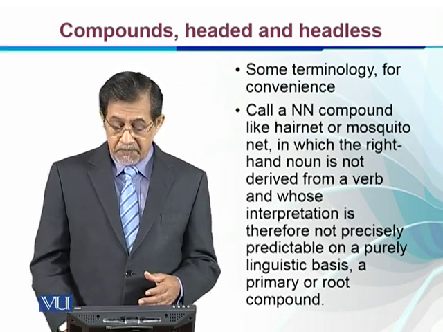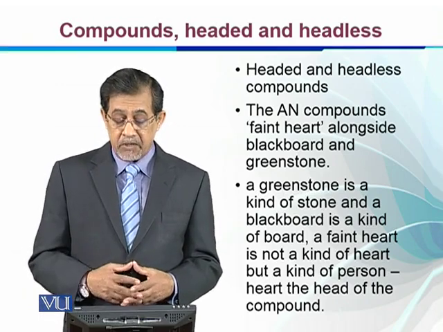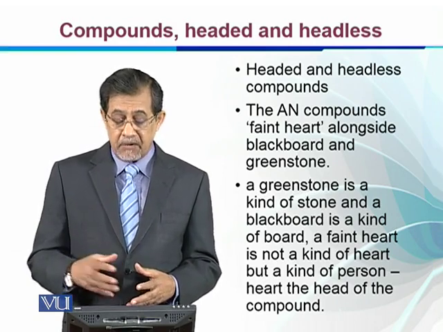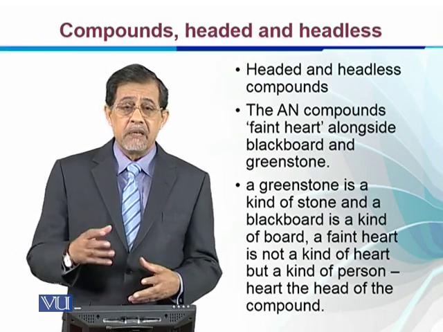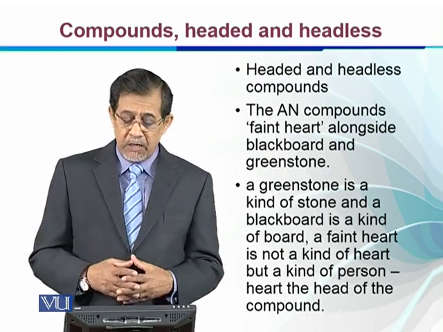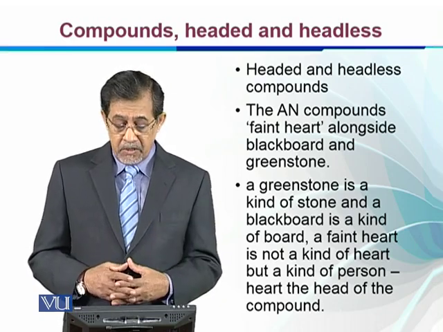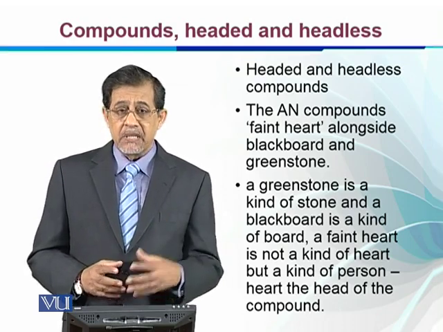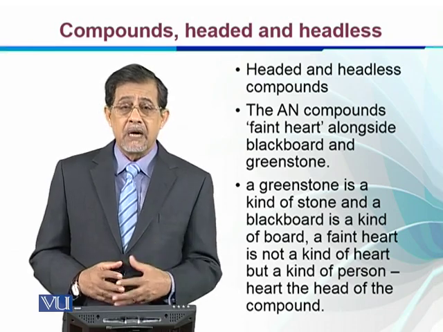So, that makes certain types of compounds, which we call headed or headless. For example, adjective noun compounds like faint heart. So, faint is an adjective and heart is a noun. How do we know the exact meaning of this compound? For example, a greenstone is a kind of stone, a blackboard is a kind of board of a certain color. But what about a faint heart?